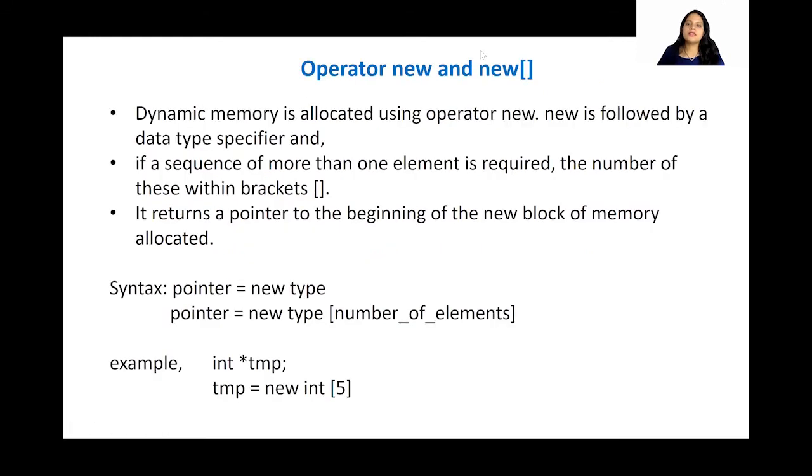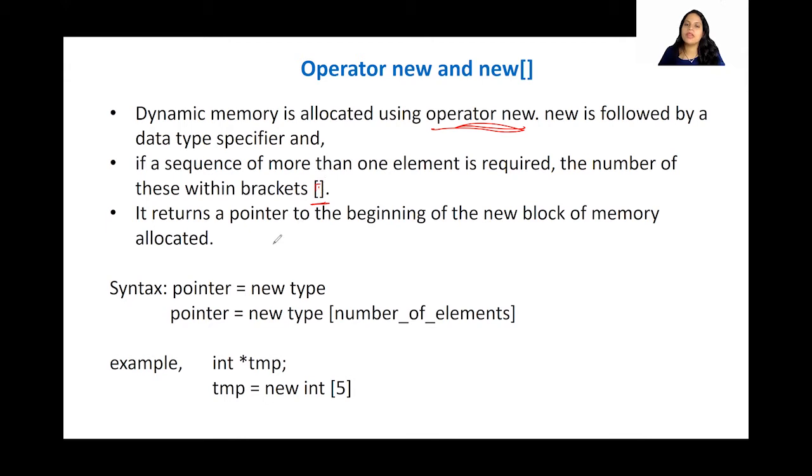Now see this, what is this new operator? How does it work? Dynamic memory is allocated using the operator new. Dynamically is nothing but when the program is running, it is going to allocate memory, not like how we declare initially. It is not static. Okay, it is dynamic memory allocation. New is followed by a data type specifier, and if a sequence of more than one element is required, the number of these goes within the bracket. So we are going to mention it inside the bracket.